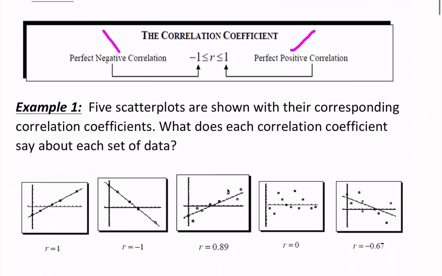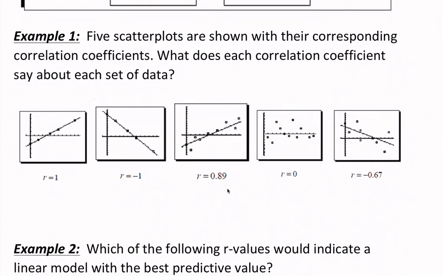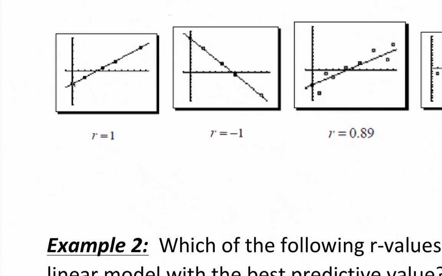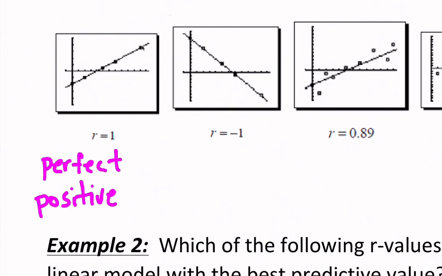Okay, so let's look at some more examples of these. So notice, when R is equal to 1, all of our points fall exactly on top of this line. So it's 1, so I know it's perfect. Also notice that 1 is a +1 and that line is going up, so it's a positive. Perfect and positive. Okay, on this next one, notice our points are falling perfectly on top of a line, so I know it's perfect. So no matter if it's a +1 or a -1, it's perfect. It makes a perfect line. But these are going downwards, which means it's a negative. Notice it said -1.